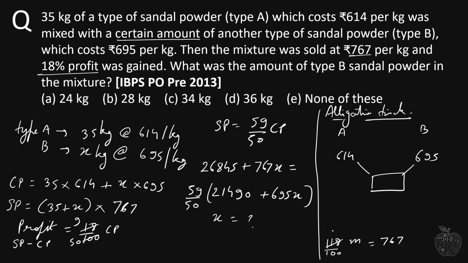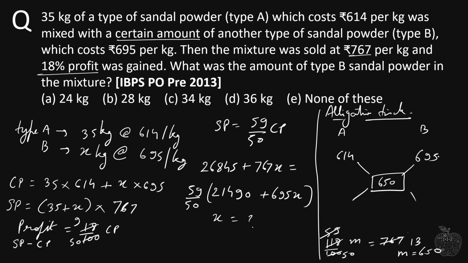So let's calculate M here. We get 59 divides 767 by 13. So we get the value of M, which is equal to 13 into 50, 650. So we have got the value of M, which is 650. So this M is the cost price of the mixture. So A and B both are mixed and the cost price of the mixture becomes 650.